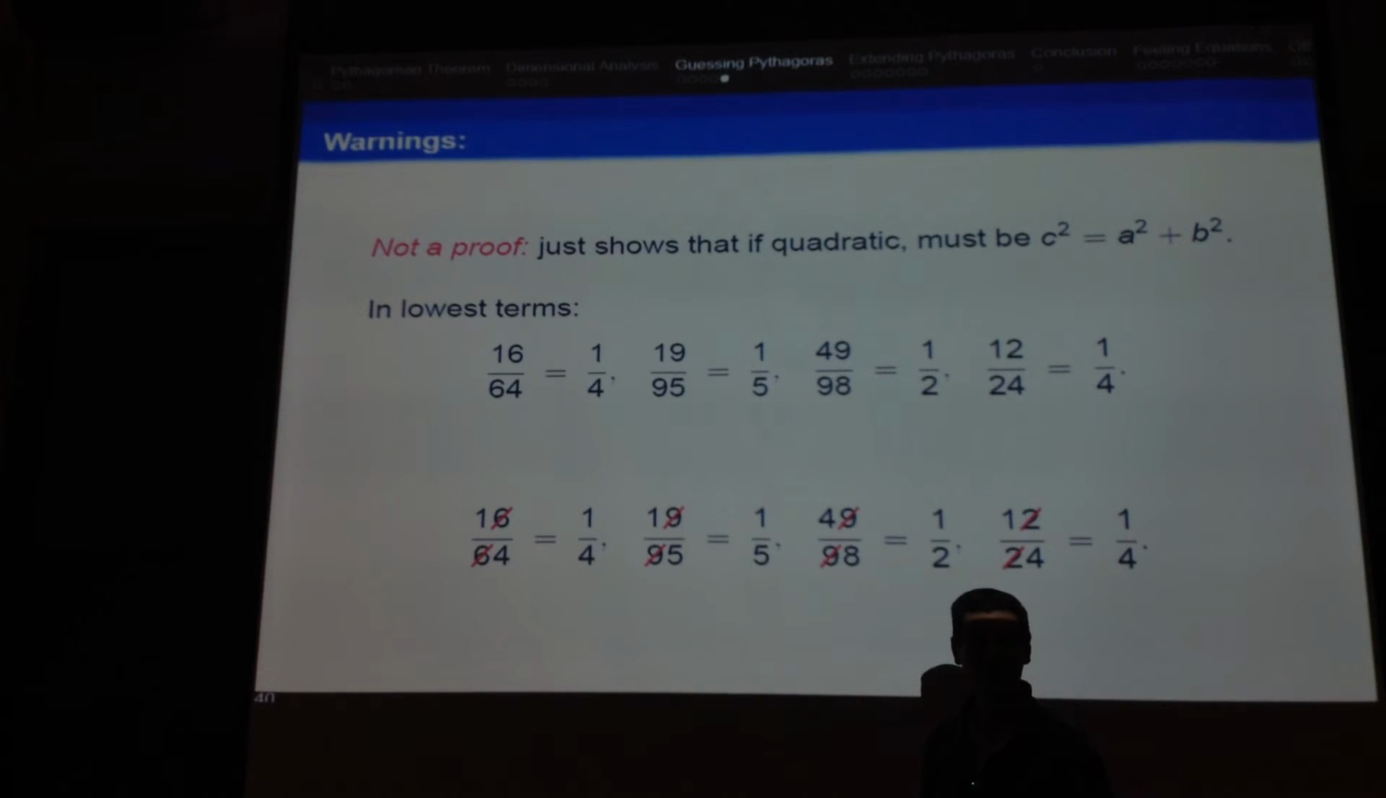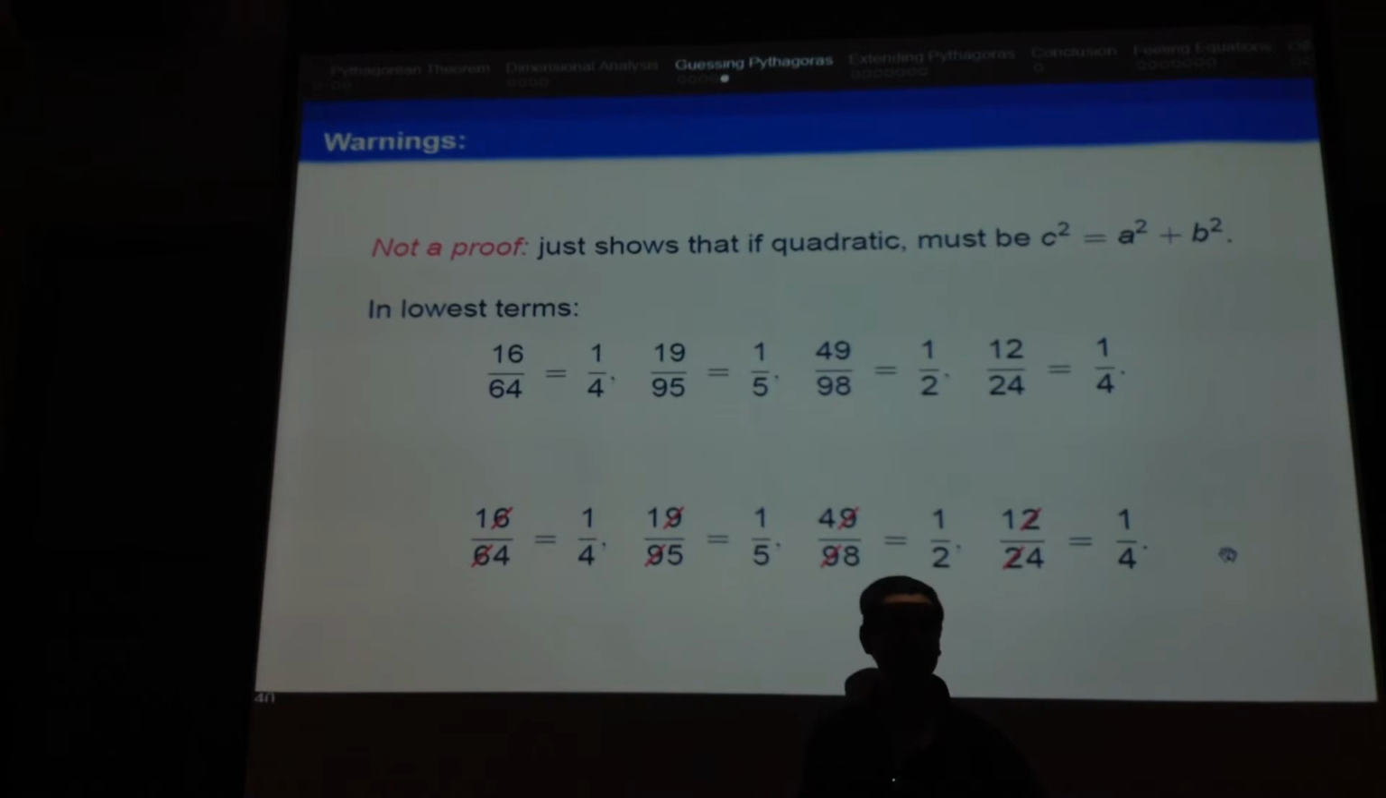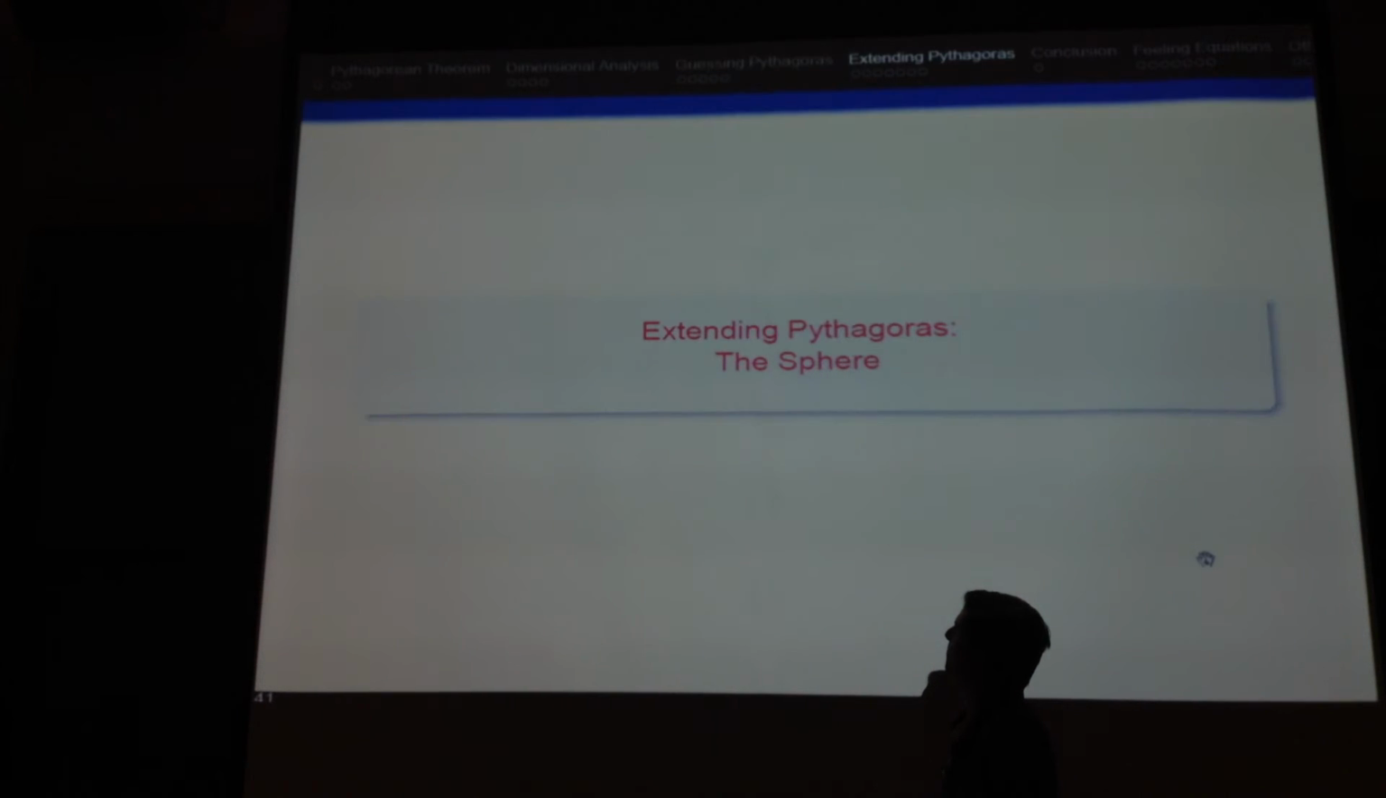This is why I use Excel to calculate grades. Okay. Just because you check something for a few cases does not mean you have proved it. But you can start to build intuition.